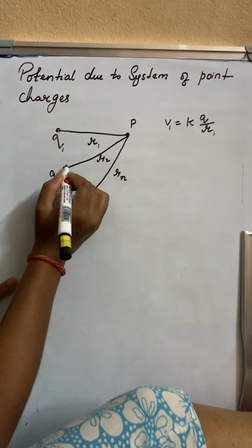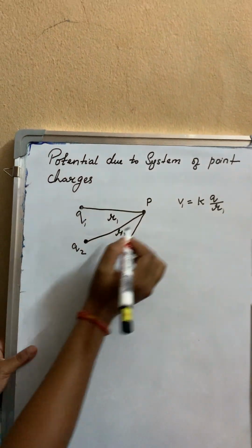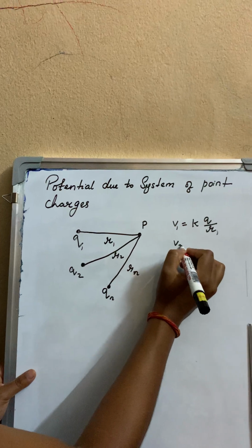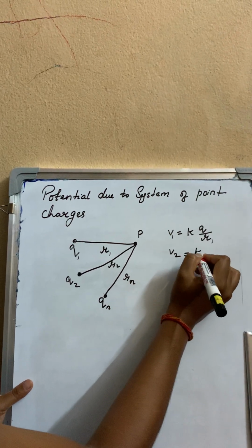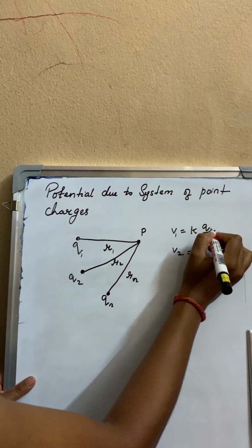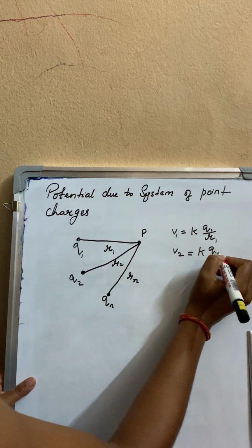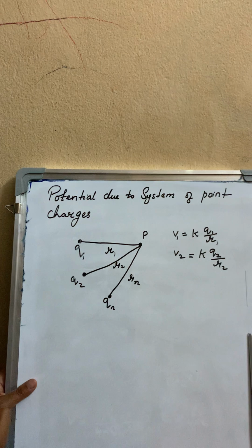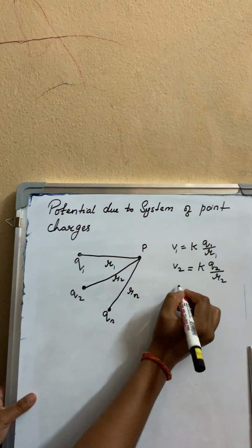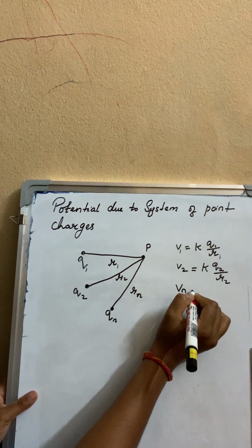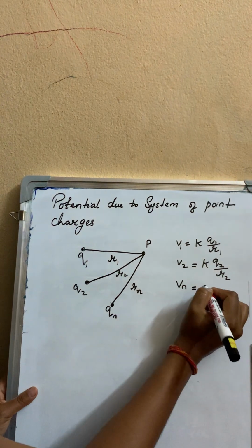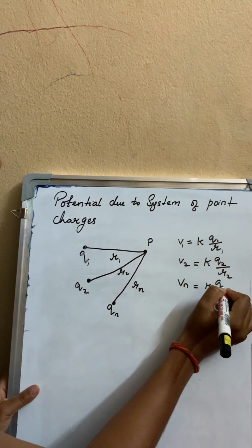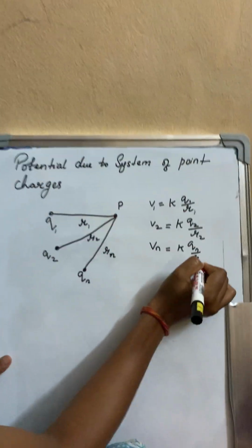Then what would be the potential due to q2 at this point P? Then the potential will be what? This is q1, right? This is due to q2 at the distance of r2, right? Based on that previous expression. Similarly, potential due to qn will be what? This is qn, rn, right?